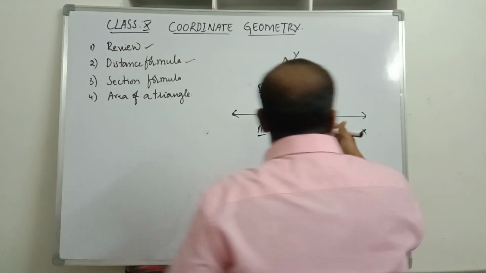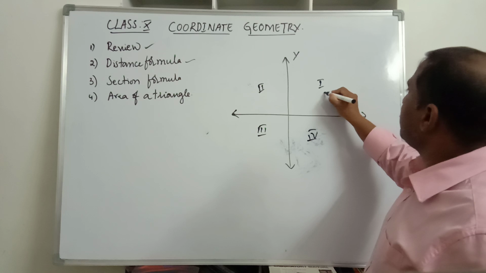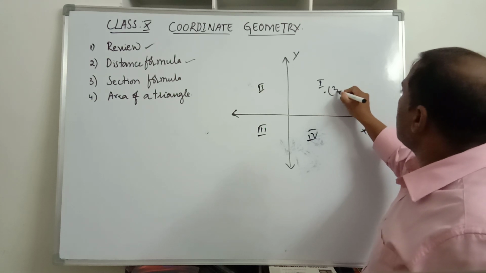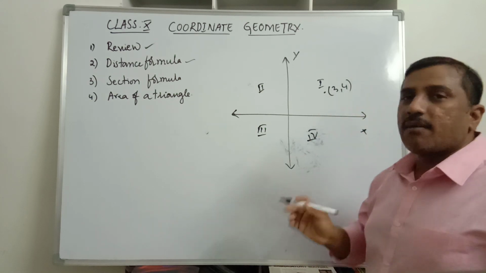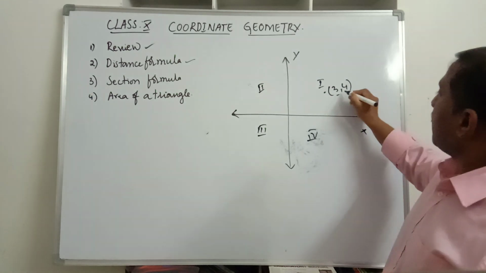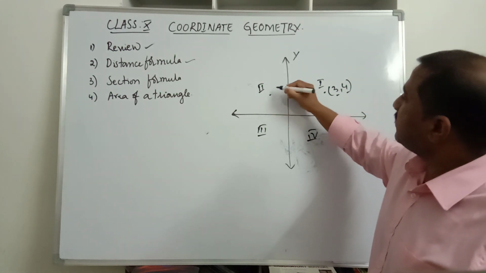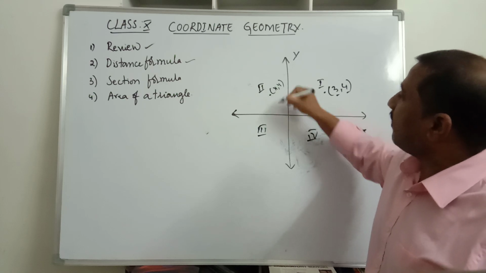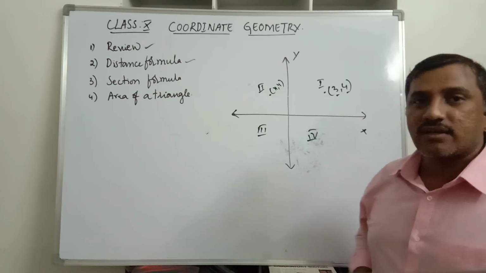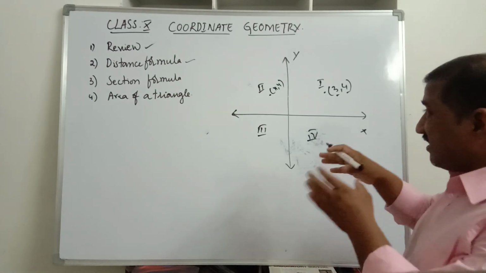For example, if you want to locate a point, here is a point A. Its coordinates are 3, 4. What is 3 and what is 4? If you take a point with coordinates x, y, then what is x and what is y? We studied this in class 9.